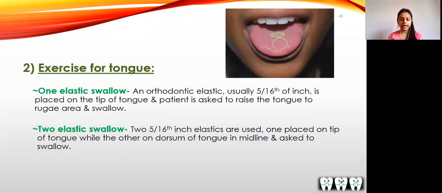One elastic swallow: an orthodontic elastic is placed on the tip of the tongue, and the patient is asked to raise the tongue to the rugae area and swallow. Next is the two elastic swallow. Two elastics are used. One is placed on the tip of the tongue and another on the dorsum of the tongue in the midline, and the patient is asked to swallow. It generally helps the patient to gain a mature swallowing pattern.